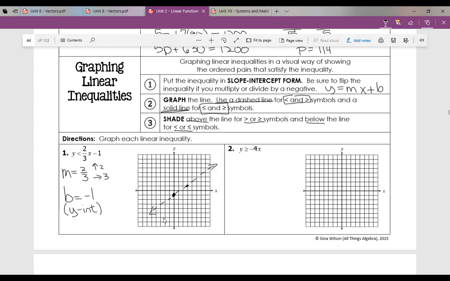Now, as far as the shading goes, Math Excel has a little shading like paint bucket almost. You click the paint bucket and you click the side of the line you're supposed to shade. Well, this says less than, and if it's less than, you would shade below the line.